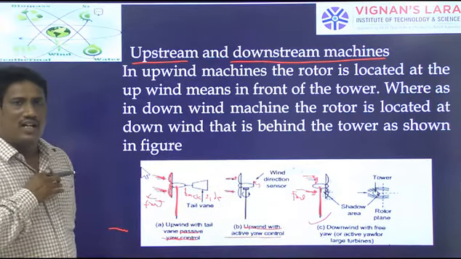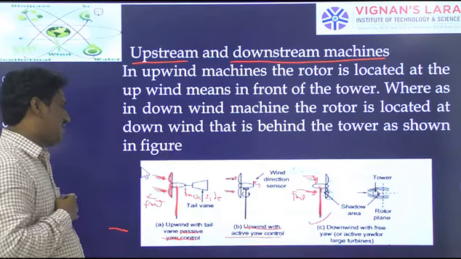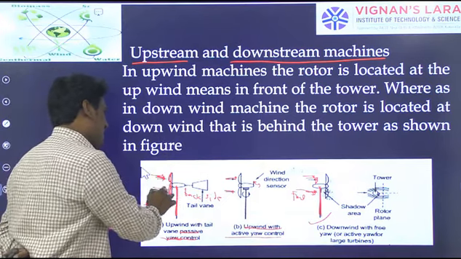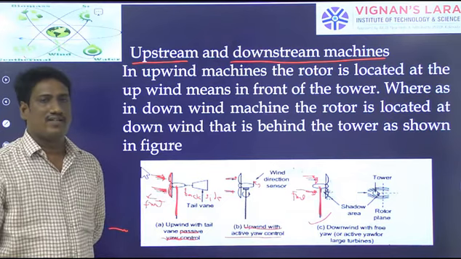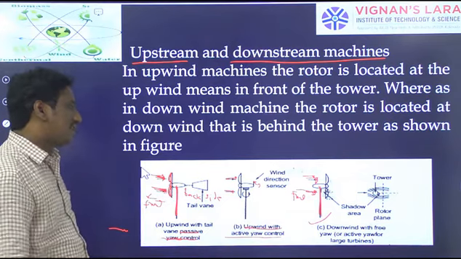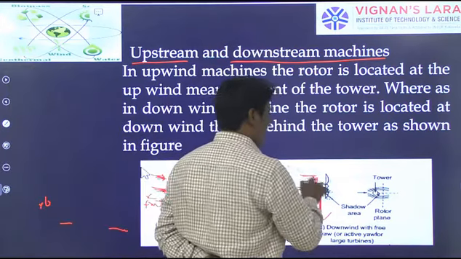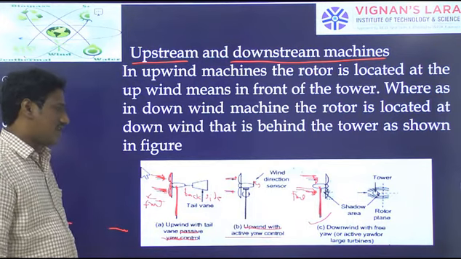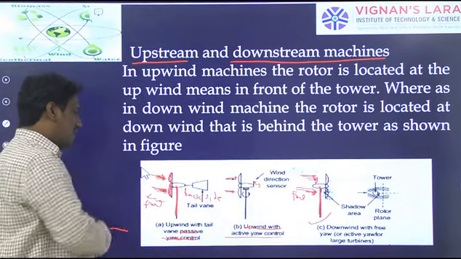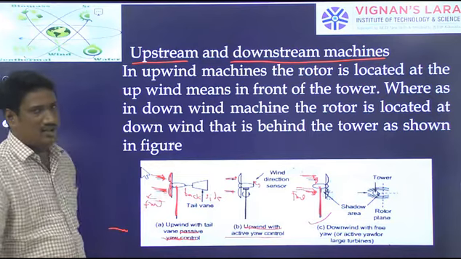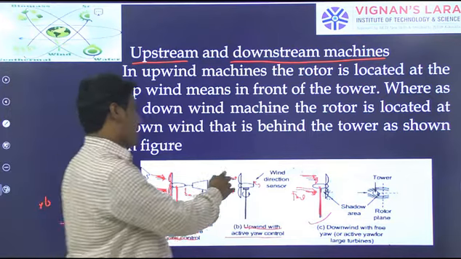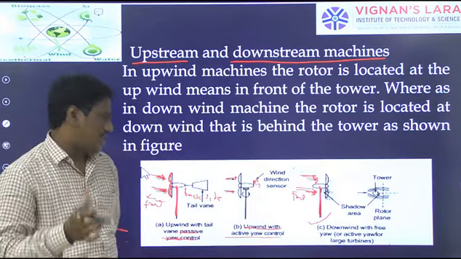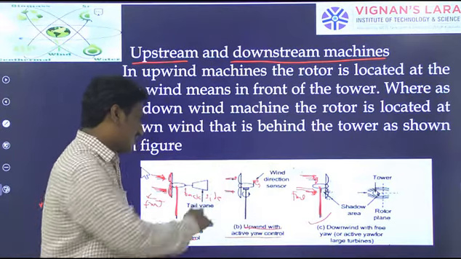Or with respect to wind direction also we can say that. If the wind strikes the front side of the fan, straight away you can say upwind machines. If the wind strikes the back side, you can call it a downwind machine with free yaw. Here you can have passive yaw control and yaw to yaw control with the help of a wind sensor.